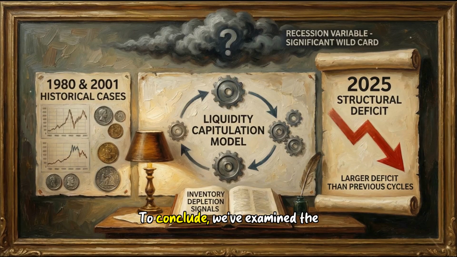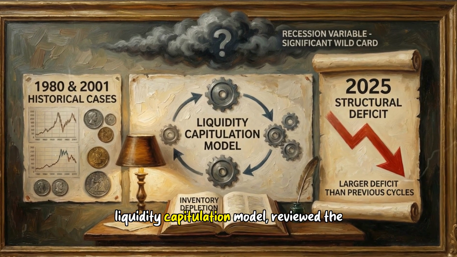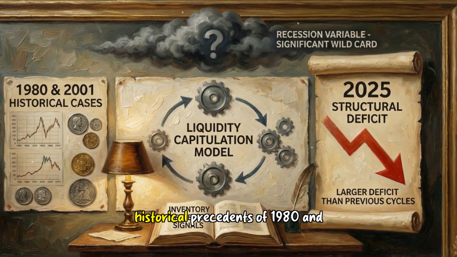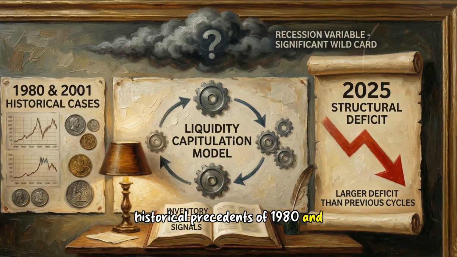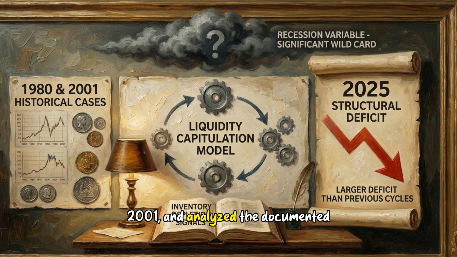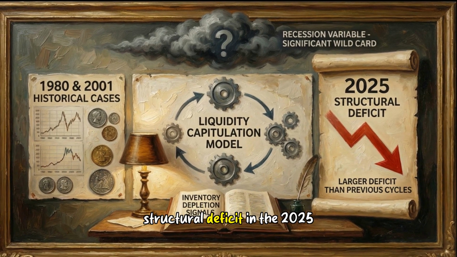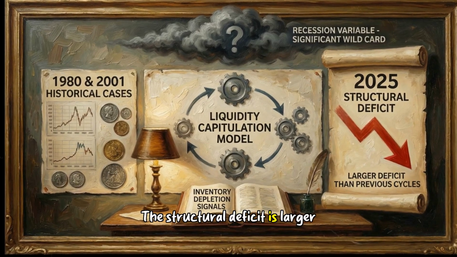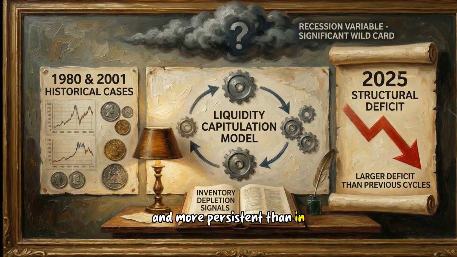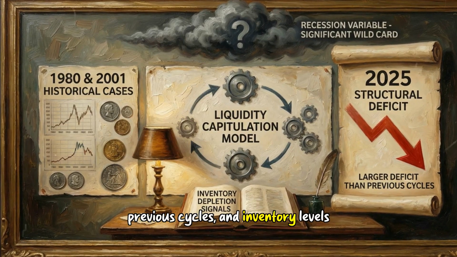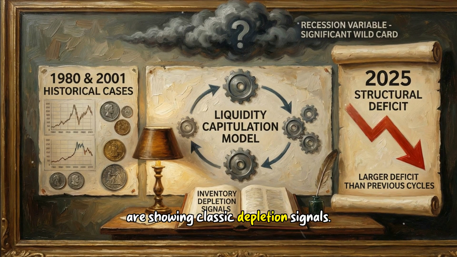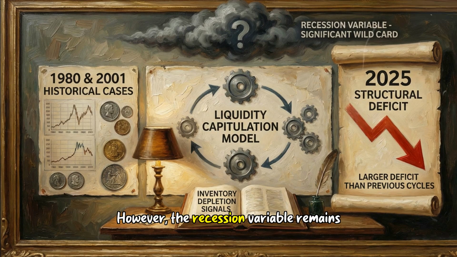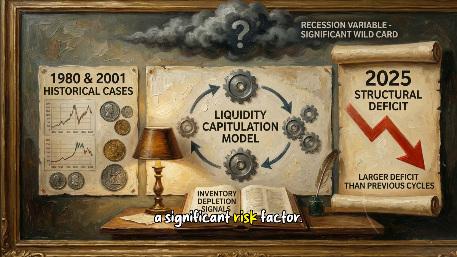USGS. To conclude, we've examined the Liquidity Capitulation Model, reviewed the historical precedents of 1980 and 2001, and analyzed the documented structural deficit in the 2025 silver market. The structural deficit is larger and more persistent than in previous cycles, and inventory levels are showing classic depletion signals. However, the recession variable remains a significant risk factor.